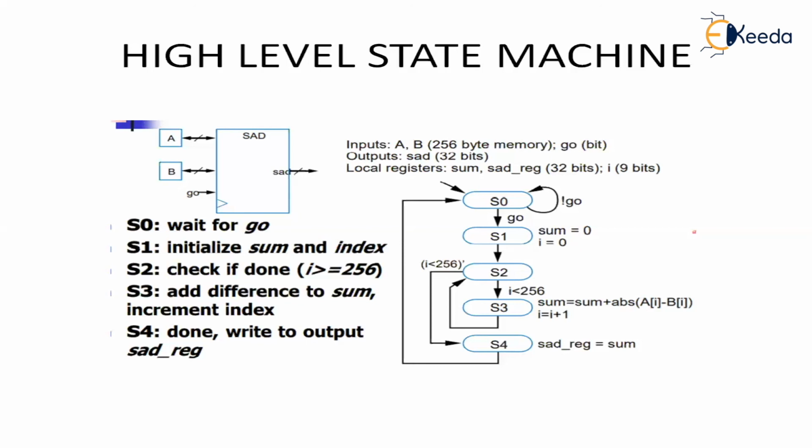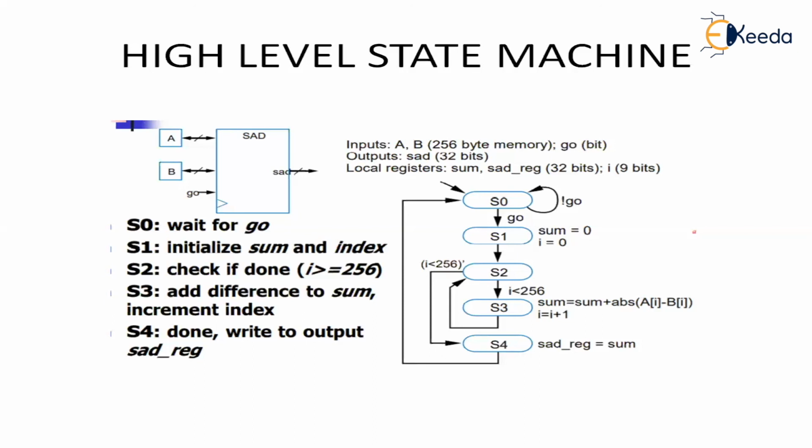In S4, it is the done state. I will be writing my output into the SAD register. So the data that has been stored in sum will be stored in the SAD register, and that is going to act as the output. And now I will be having some difference. This difference, if it is more than a threshold, I will completely send the frame instead of sending the difference. If not, I have to use the difference technique that we are not going to learn, because this is just for creating the RTL design of the sum of absolute difference.